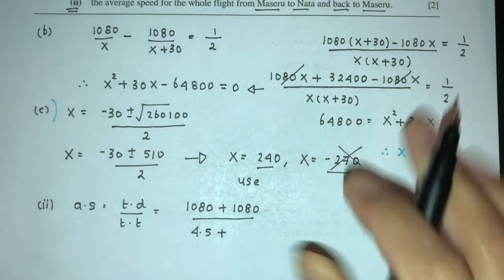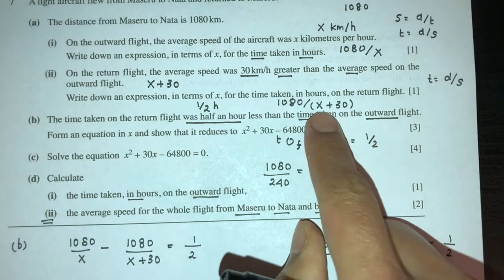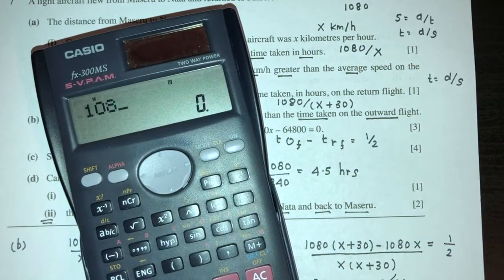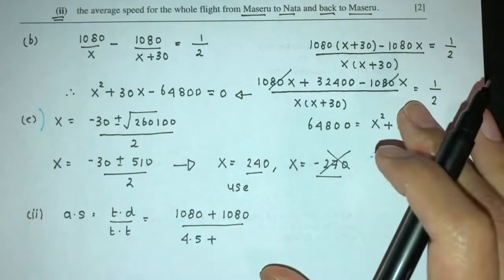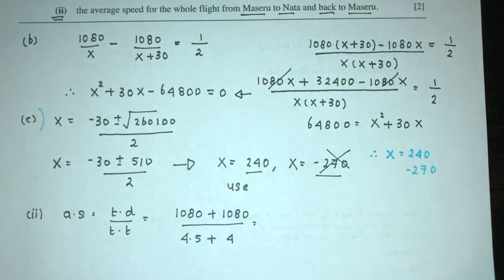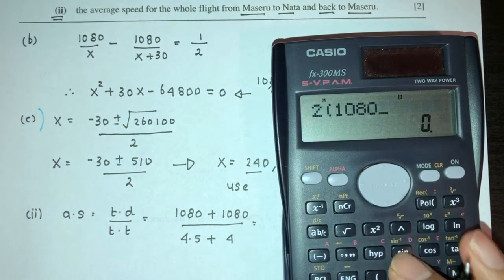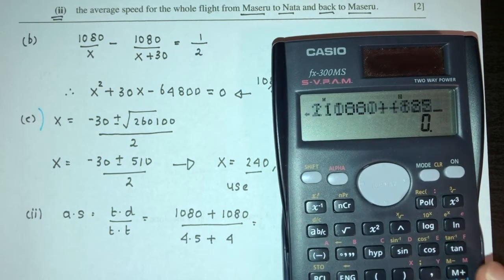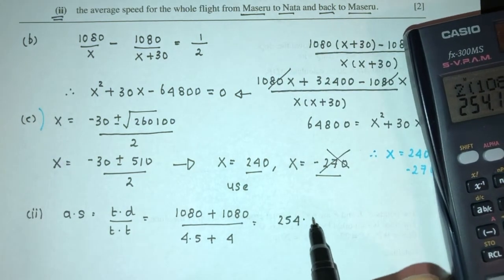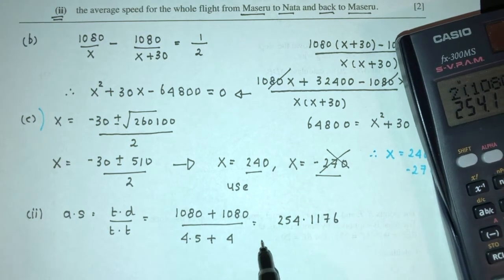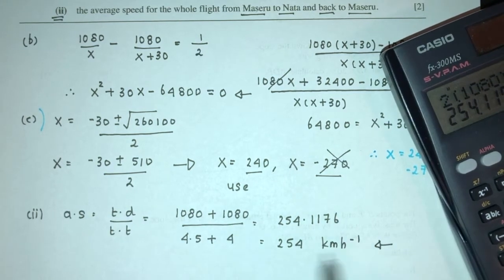plus what is the time taken to return? It will be this one. This was 1080 divided by 240 plus 30. That will be 4. So your answer will be 2 times 1080 divided by 8.5. That will be 254.1176. That will be 254 km per hour, correct to 3SF. That is your question number 7.